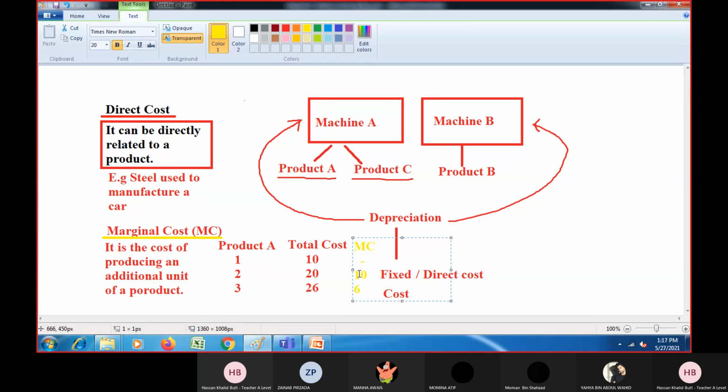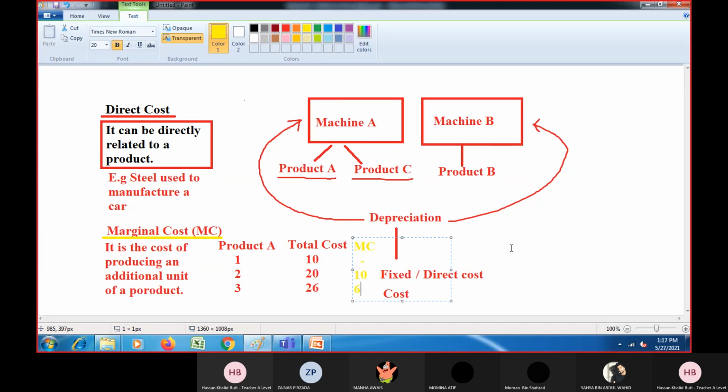So earlier if we were producing one, when we made the second unit, the addition was 10. So 10 is the marginal cost. Similarly, when we produce a third unit, what is the addition? Addition is 6. So 6 will be the marginal cost. So that is how we define it, and we can calculate that in this fashion as well.